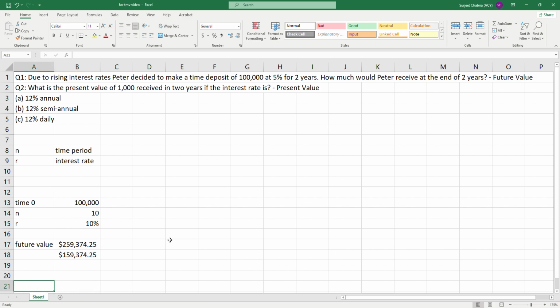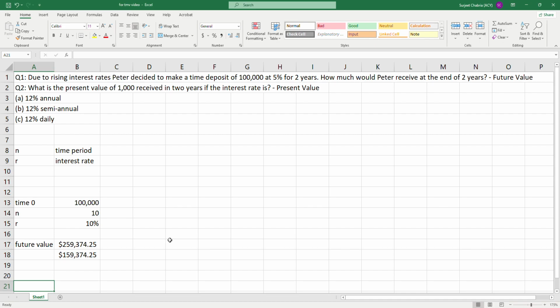Similarly, if you look at question two, question two is actually asking you to calculate the present value. So what is the present value of $1,000 received in 2 years if the interest rate changes with 12% annual, 12% semi-annual, and 12% daily, right? So 12% annual basically means that you get 12% per annum. 12% semi-annual basically means that you will get interest income two times in a year, which basically means 6 months each. So right from Jan to June, that would be one part, and then from July to December, that would be another part. So 12 months. And then 12% daily will basically mean that you actually get 12% interest every day, right? So 12% every day.